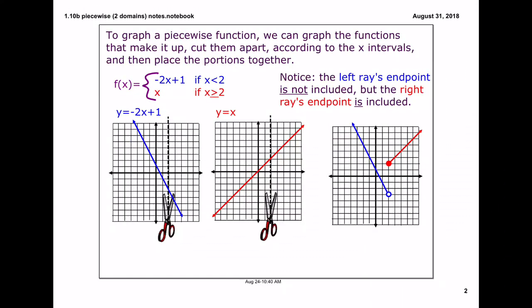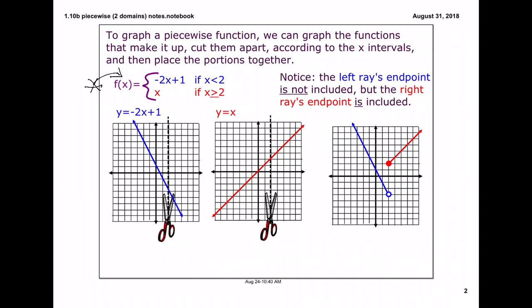To graph a piecewise function, we can graph the functions that make it up, cut them apart according to the x intervals, and then place the portions together. So looking below, in our function, you can notice that we have two equations written next to this function notation with this fancy little squiggly bracket.